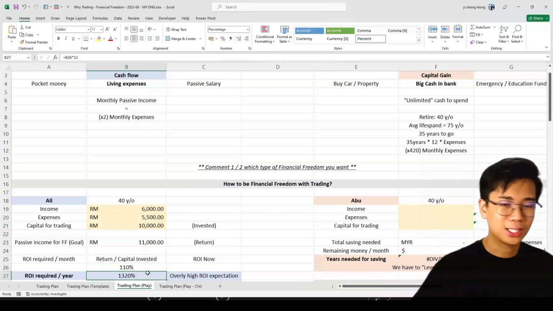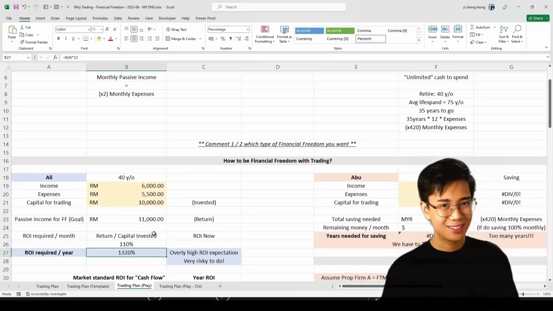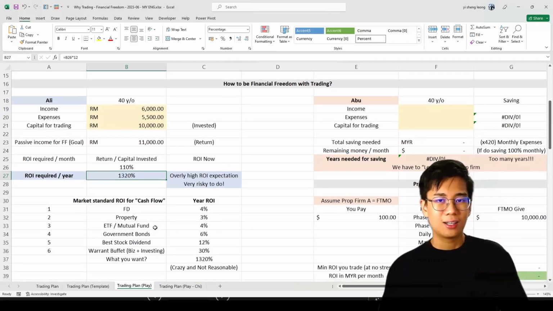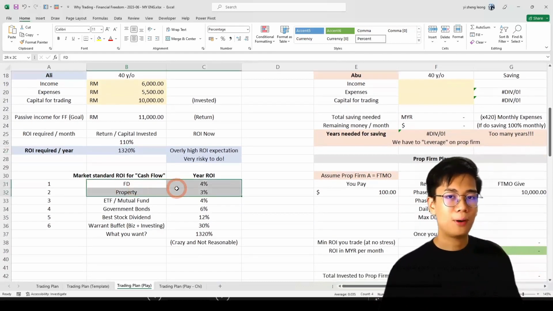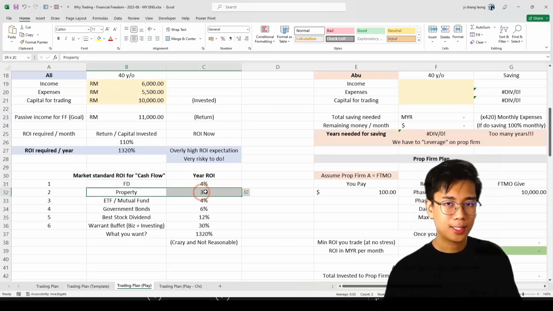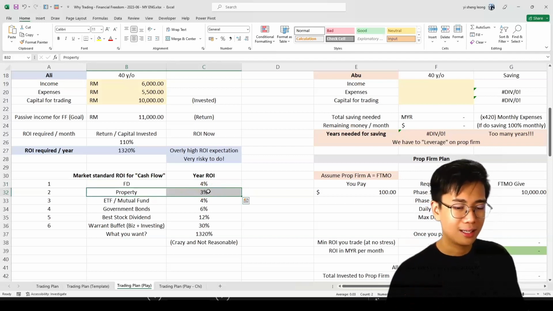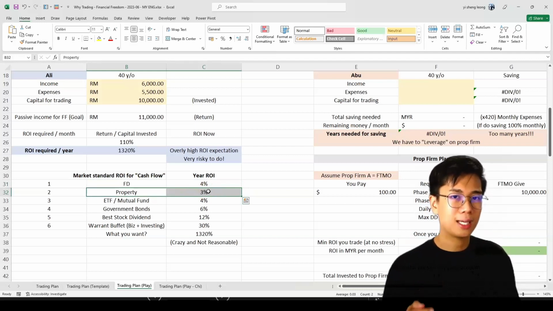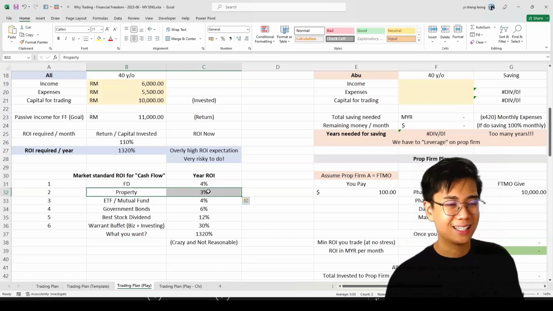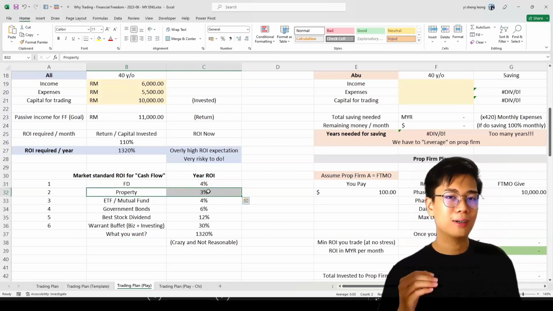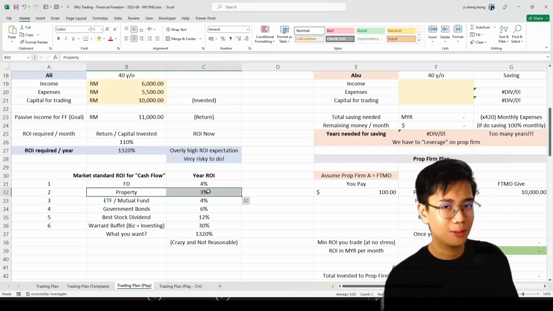Yearly, 1,300%. Conventional standards give you cash flow: fixed deposit 4%, property 3%. 3% is right now, as I heard from my friend. But I still hear that in the Malaysian property market, if you can still cover your installment, you are already pretty lucky. Most of the time you need to put up more money to cover your installment.